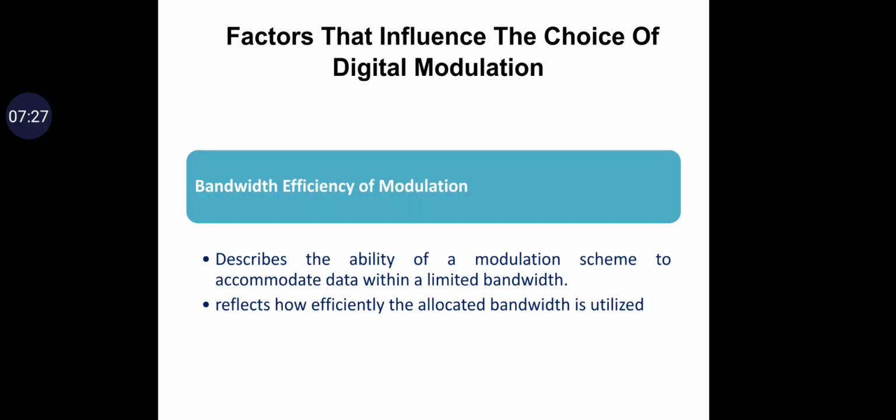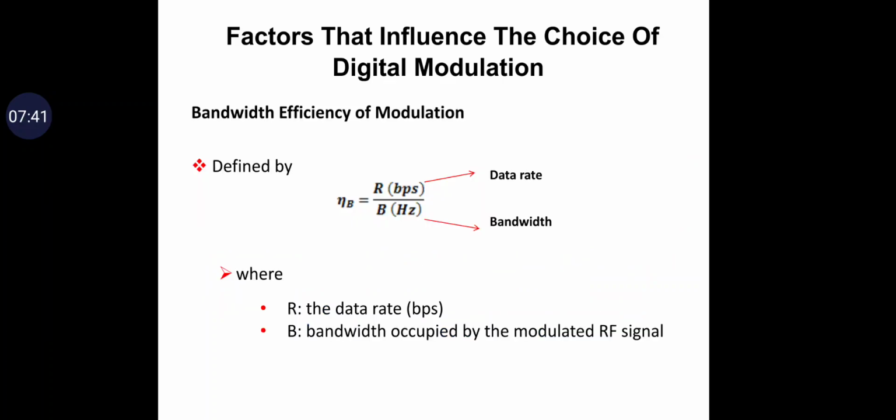And the second factor is bandwidth efficiency. It describes the ability of a modulation scheme to accommodate data within a limited bandwidth. It also reflects how efficiently the allocated bandwidth is utilized. So bandwidth efficiency of the modulation is another factor. It is denoted by eta B. It is the ratio of data rate to bandwidth. Data rate is denoted by R and bandwidth is denoted by B. And data rate is represented in terms of bits per second and bandwidth is represented in terms of hertz.